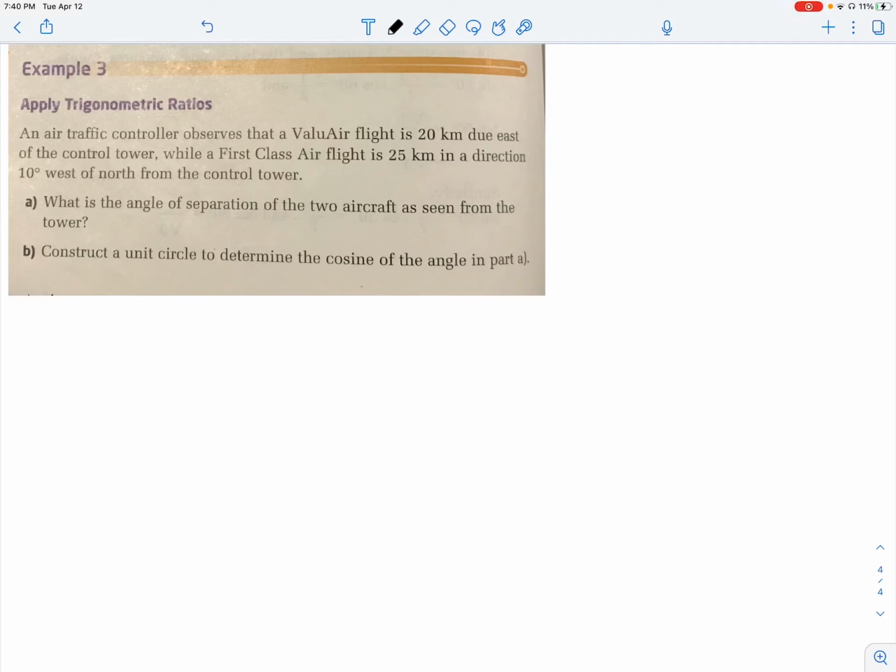Hi, welcome back to our last example 3 for 4.1 special angles. In this example, we're just going to do an application of the trig ratios.